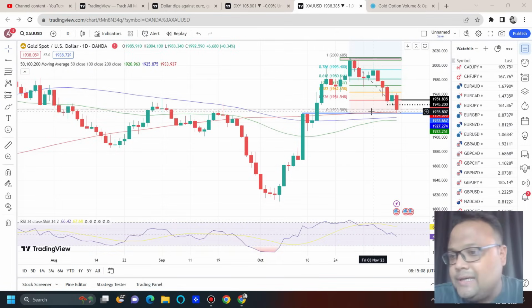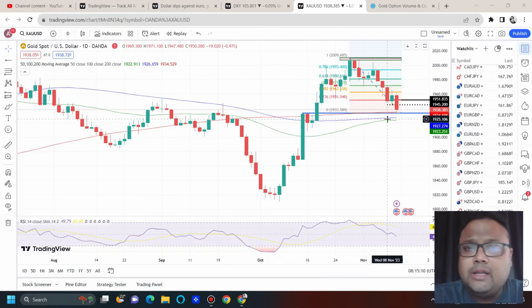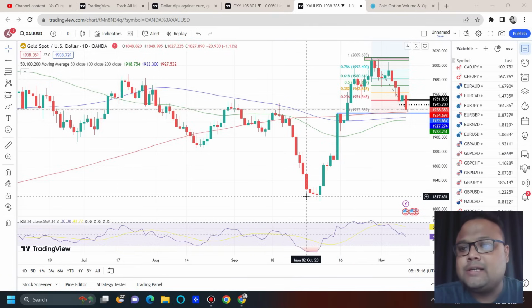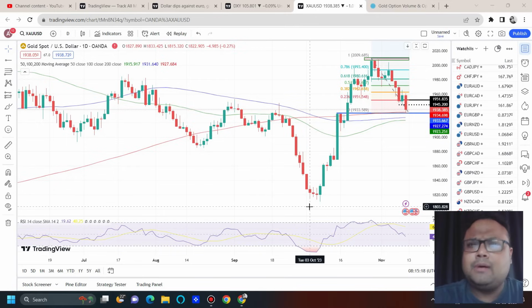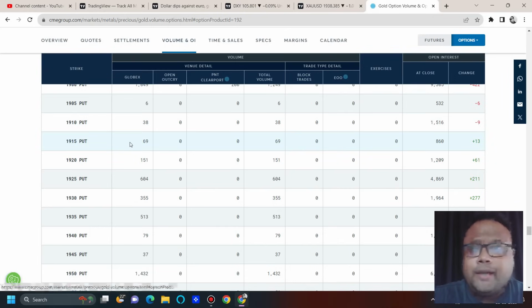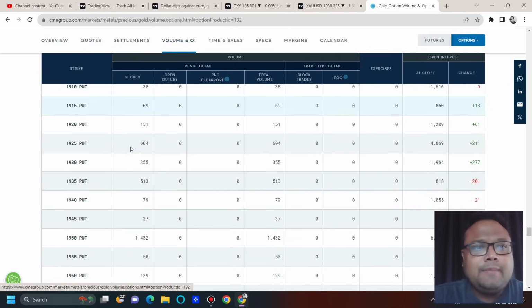So technically we can see that if market breaks the 1920 level, there will be further fall on the chart of gold. And if you look at the chart, you can see the next support is around the 1817 level. But to be honest, this is not possible, because if we look at the contracts, you can see, my dear friends, at 1925 we have a good support. In fact, we have already discussed in our previous videos also that at 1925 we have a good support.